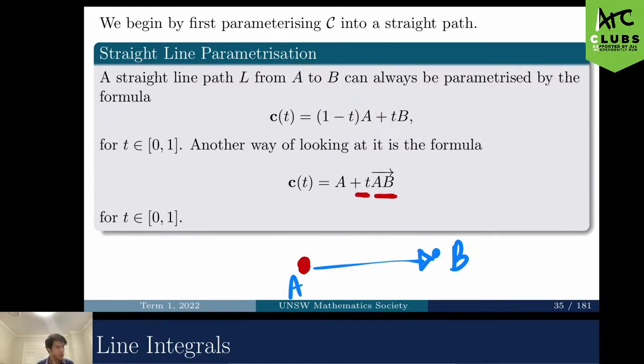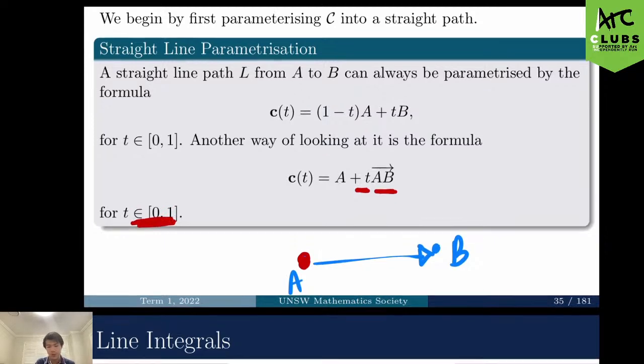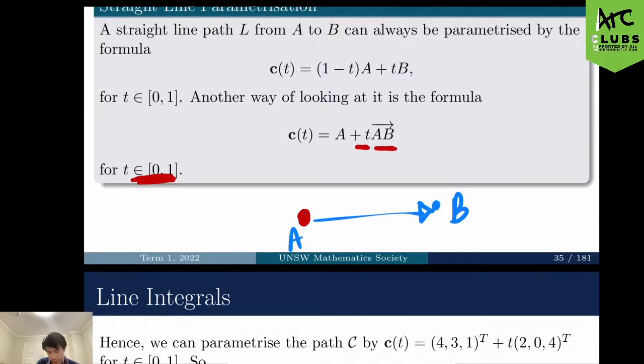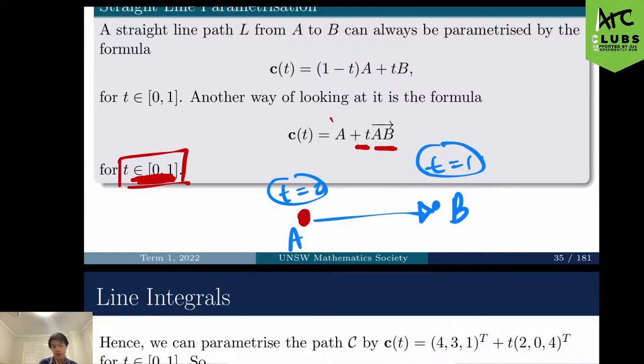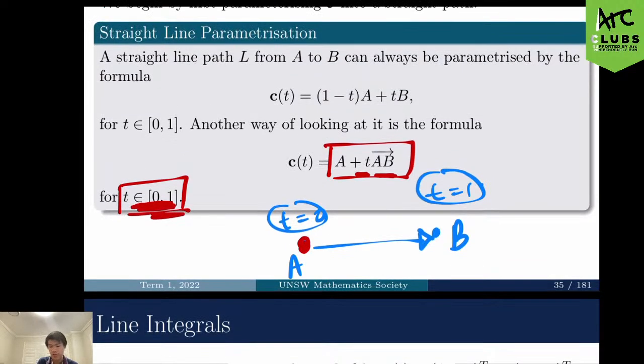But the important difference from first year is now we have a range. t lies between 0 and 1. Why is that? Because when t equals 0, we're at A, and when t equals 1, we're at B. So if we want to do the line from A to B, then t has to lie between 0 and 1. So remember this formula, A plus tAB, between t equals 0 and 1. You can read over it in the slides as well, but I prefer the second one, so I'll go through the second one.